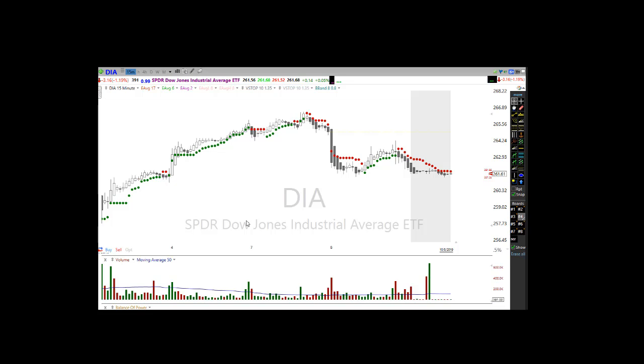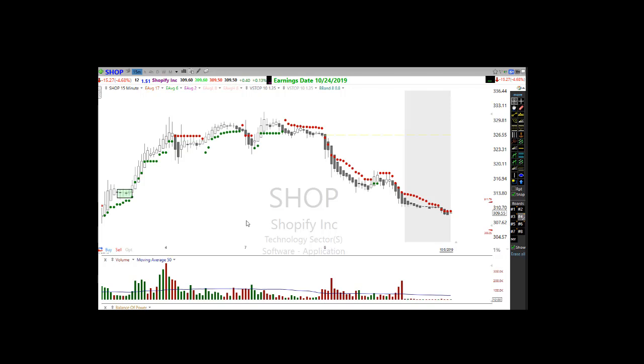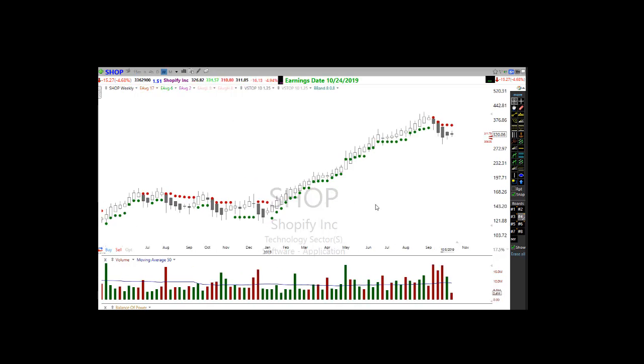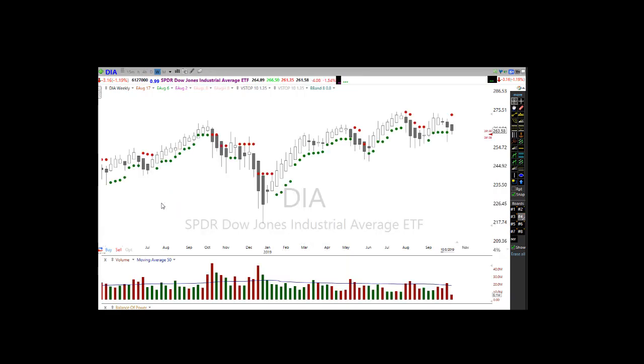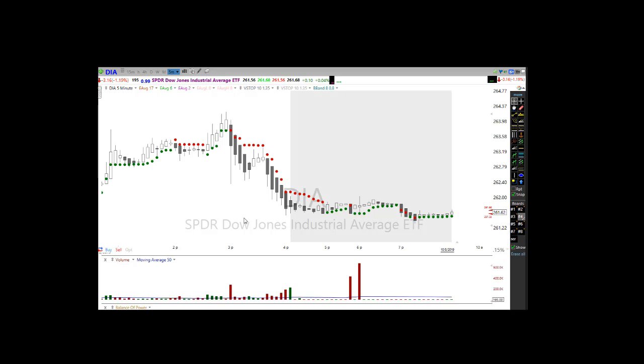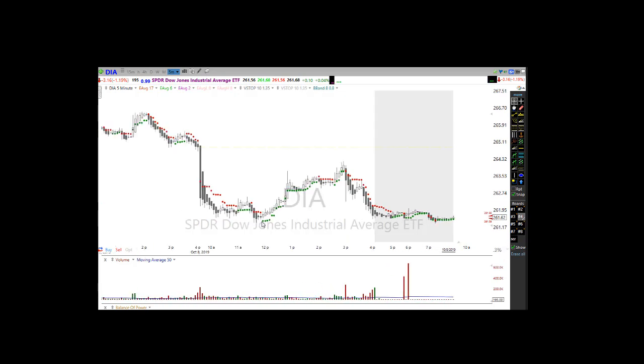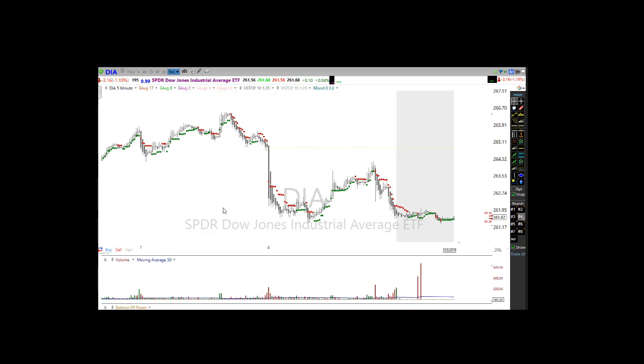Let's do a comparison here. Let's use SHOP, and let's do that weekly of SHOP. Does it work on the Heiken Ashi with SHOP? Works very, very well, right? What about a 5-minute chart? Can we make a 5-minute chart work? Let's look at that diamonds chart on the 5-minute. Can we make this chart work for us so that we can make money with this indicator?